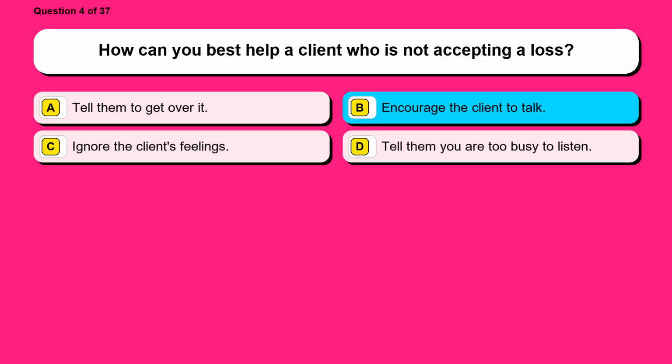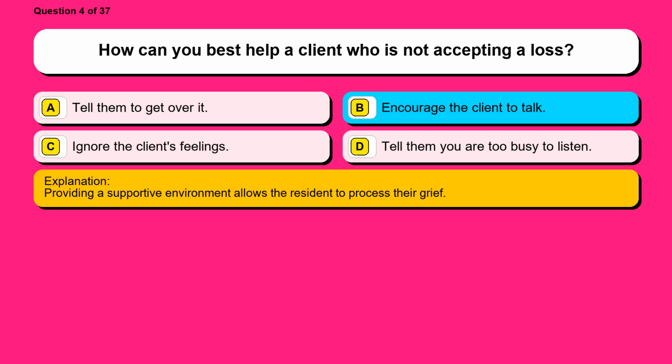The correct answer is option B. Encourage the client to talk. Providing a supportive environment allows the resident to process their grief.